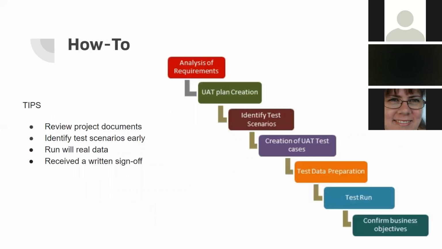So here's the test creation plan for a UAT scenario, but the important tips are at the start of thinking about UAT, that you review all the project documents, because in the project documents you'll find the charter and the requirements that you can come up with the tests. You want to identify these tests early, and when you run the tests, make sure you're doing it on real data, because it's the real data that the users will be using, and you want to make sure it works with that real data. And when you're done, receive a sign-off from the users that this is accepted as the product. Next slide.